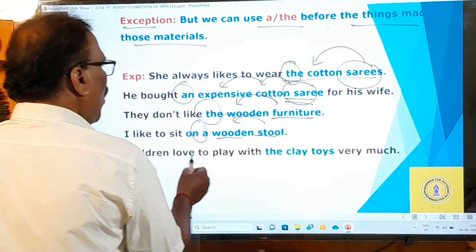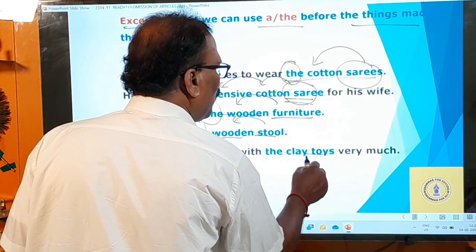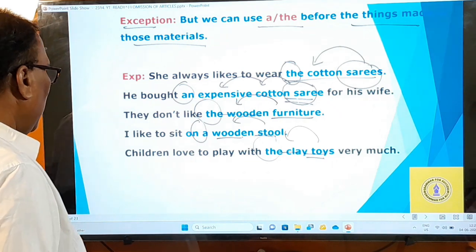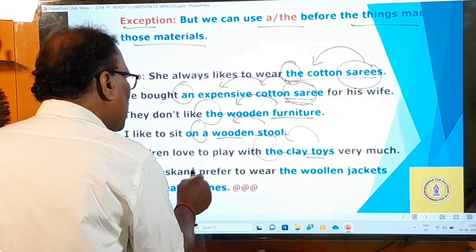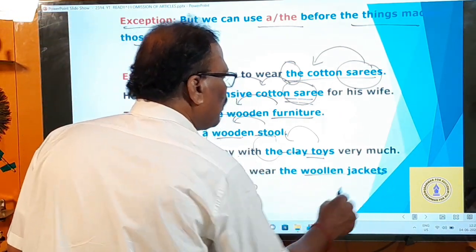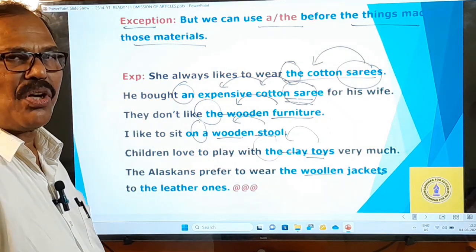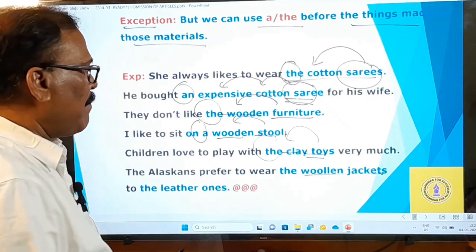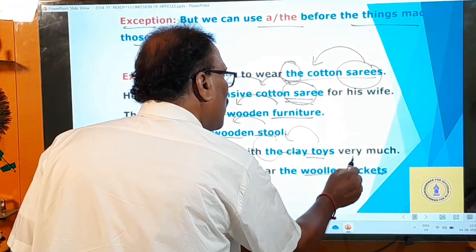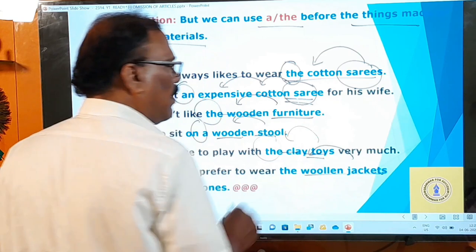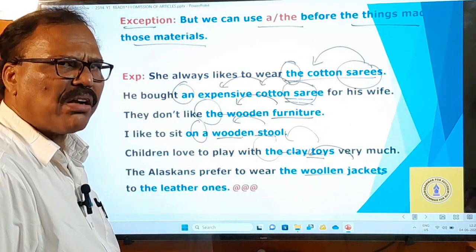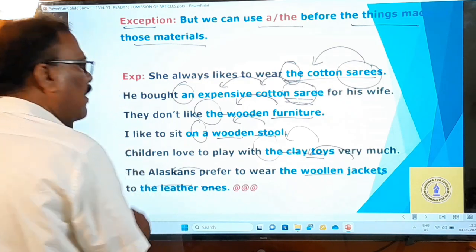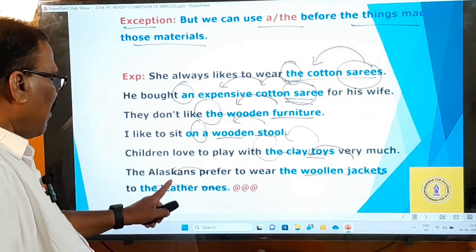And next, children love to play with the clay toys. Here we are talking about toys that are made of clay, and therefore the right. And here, what is that? The Alaskans prefer to wear the woolen jackets. They prefer to wear woolen jackets because of cold weather, chill weather, bone biting chill weather. Okay, we are talking about jackets that are made of wool, rather than leather ones, ones that are made of leather. Ones means the jackets made of leather.